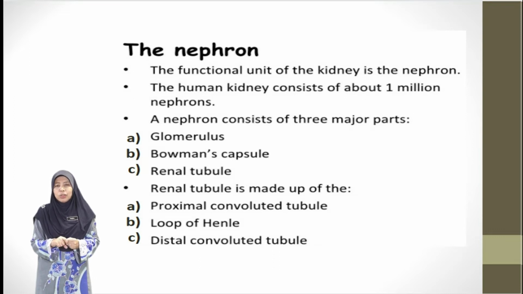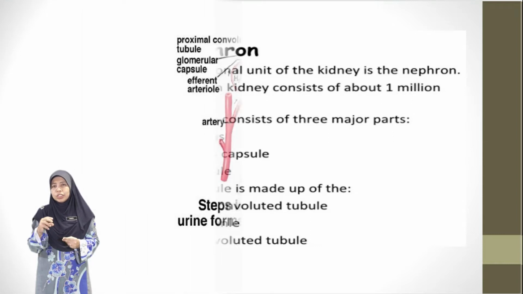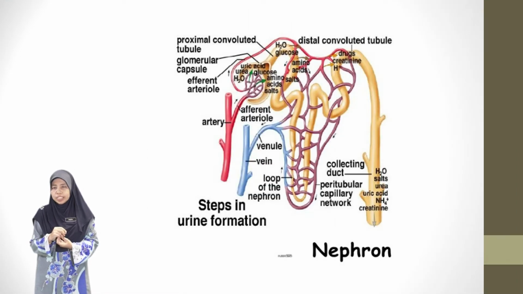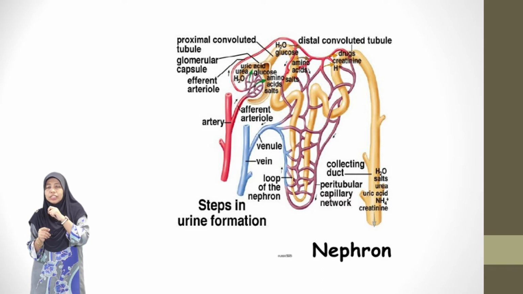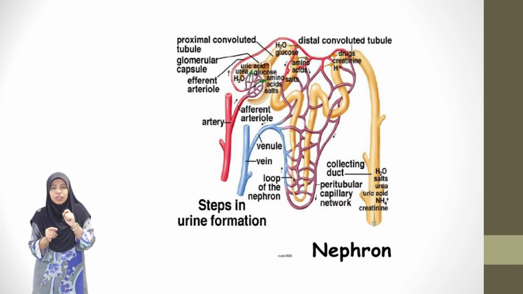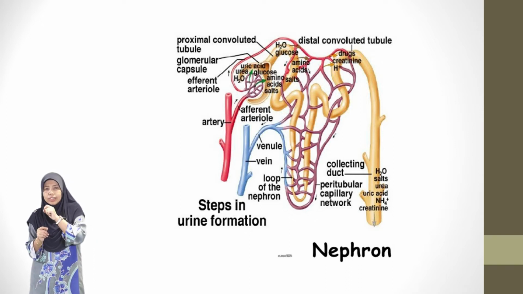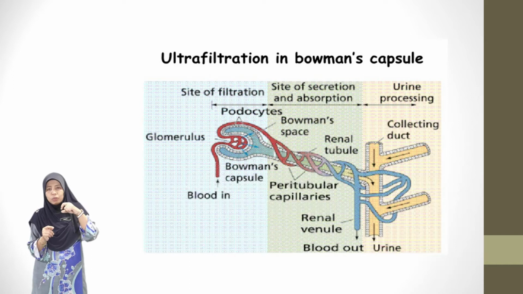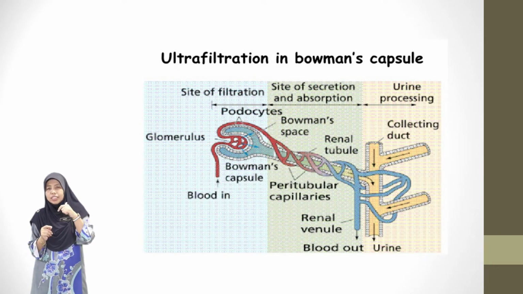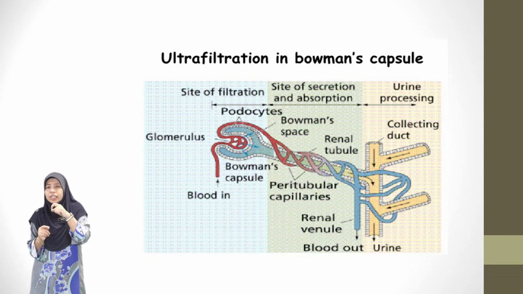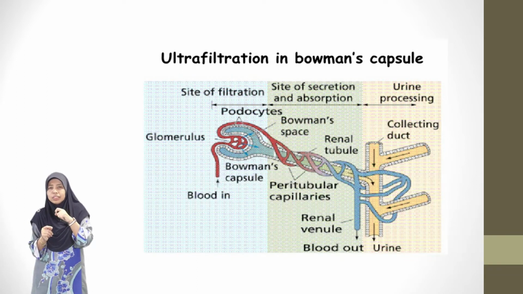Now we go to the process of urine formation. During urine formation, the blood will flow from the afferent arteriole to the efferent arteriole. The size of the afferent arteriole is larger compared to the efferent arteriole, so the blood will flow from the larger area to the smaller area. When the blood flows from a larger area to a smaller area, it will create a high hydrostatic pressure.